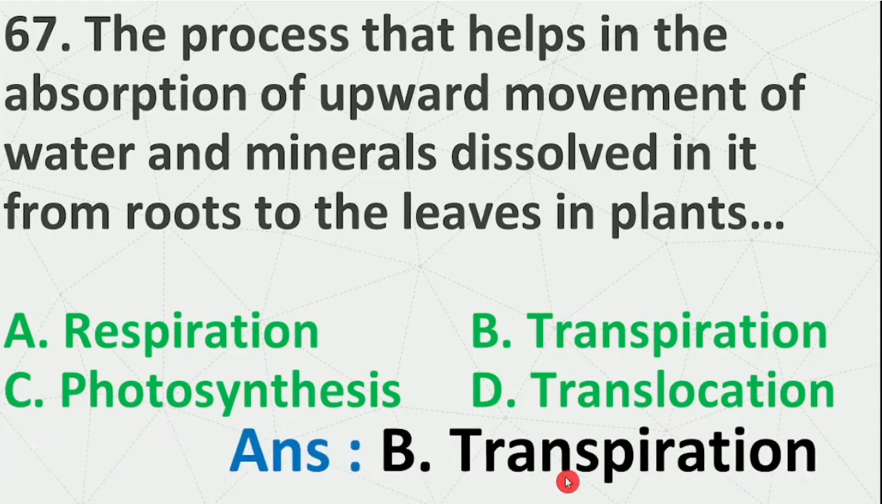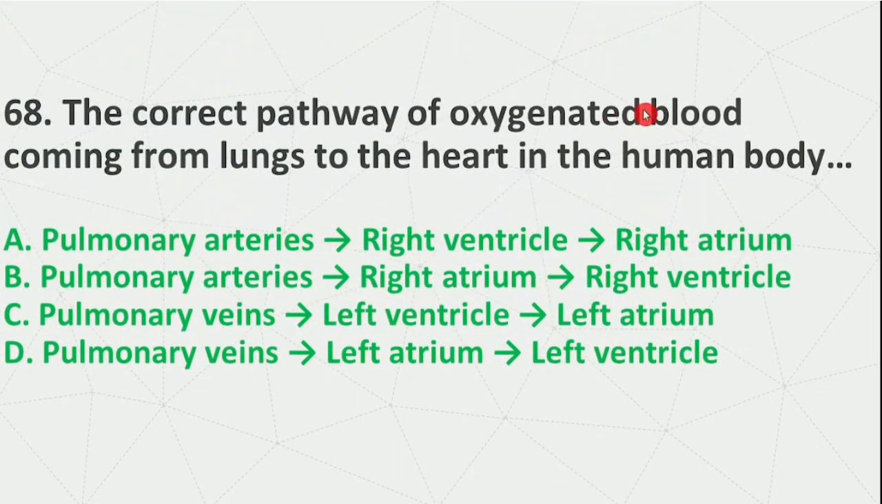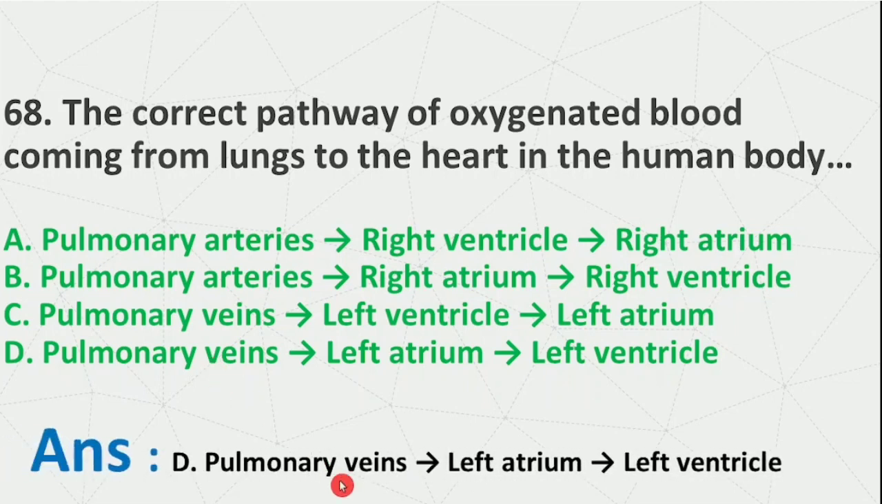Question number 68. The correct pathway of oxygenated blood coming from the lungs to the heart in the human body. So the correct pathway: first the oxygen comes to the lungs. From the lungs, the correct pathway is pulmonary veins to the left atrium, then to the left ventricle. So option D, pulmonary veins, left atrium, left ventricle. Option D is the answer.